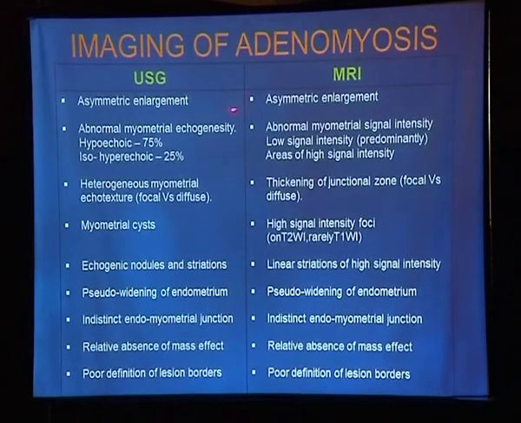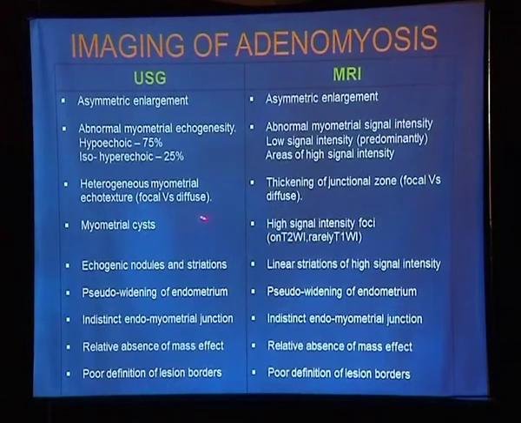Let us see what are the findings in adenomyosis. Most often what we find is asymmetric enlargement of the uterus. So when one wall of the uterus is thicker than the other one, suspect adenomyosis. Then there's abnormal myometrial echogenicity. If you have a heterogeneous myometrium with small cystic areas or acoustic shadowing from the myometrium, think about adenomyosis.